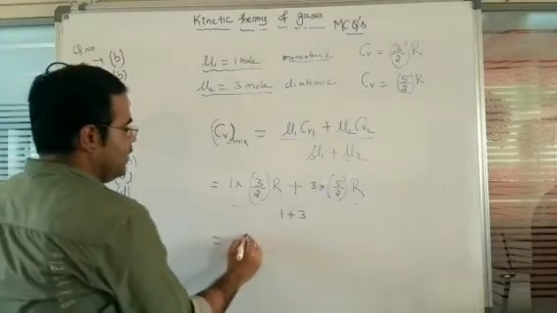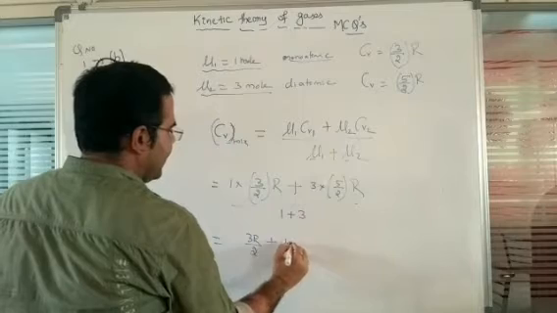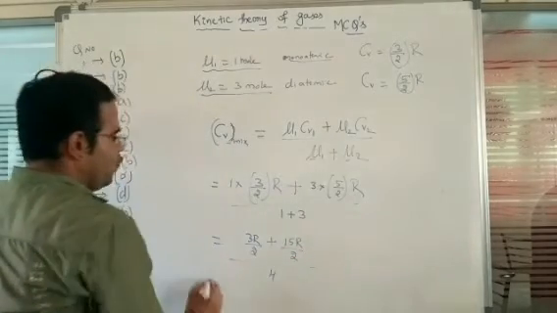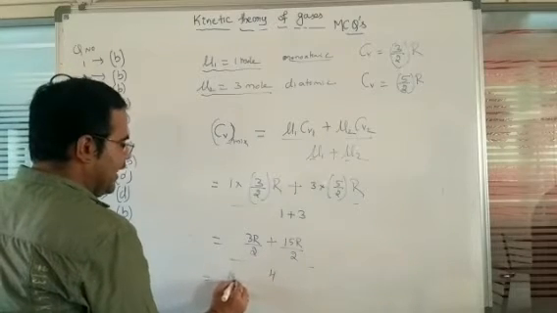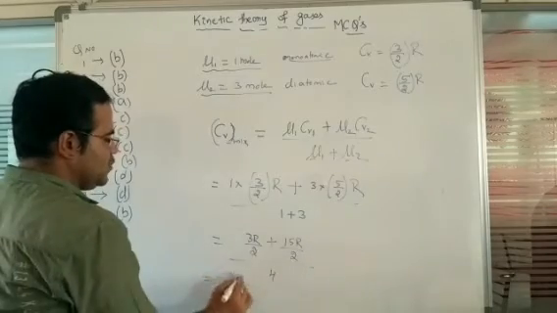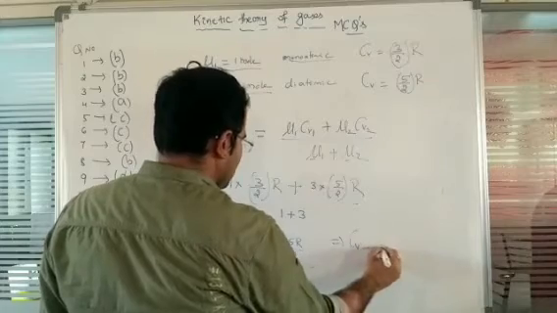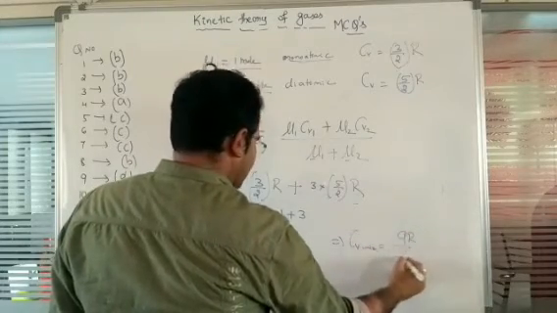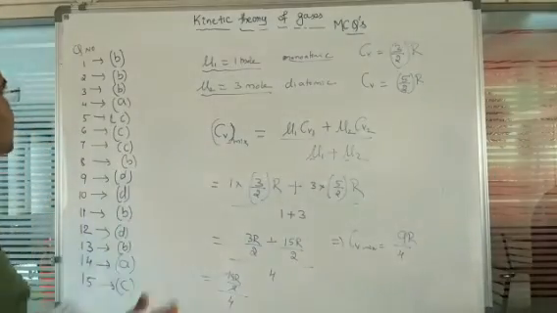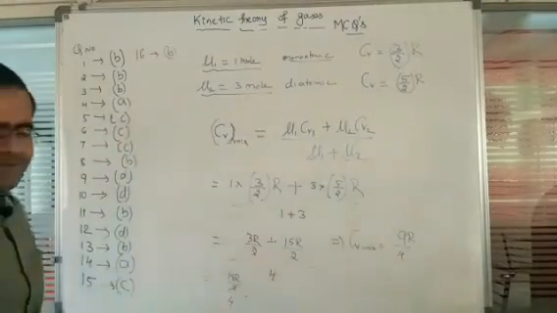Next, if you simplify, 3R divided by 2 plus 15R divided by 2, whole divided by 4. So 18R divided by 2, whole divided by 4. These will get cancelled. So this implies Cv of the mixture is equal to 9R divided by 4. So for the 16th question, the option is B.